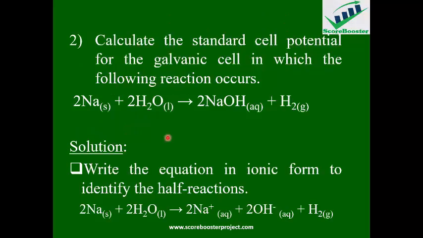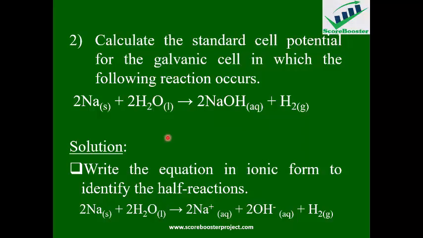Another example: calculate the standard cell potential for the galvanic cell in which the following reaction occurs. We have a reaction with sodium and water to form sodium hydroxide and hydrogen. I will try to explain this example in more detail than the first one, because this one is more involving. Not that it's difficult, but I think students will complain that it's more difficult than the first one. The first one is pretty easy, simple.